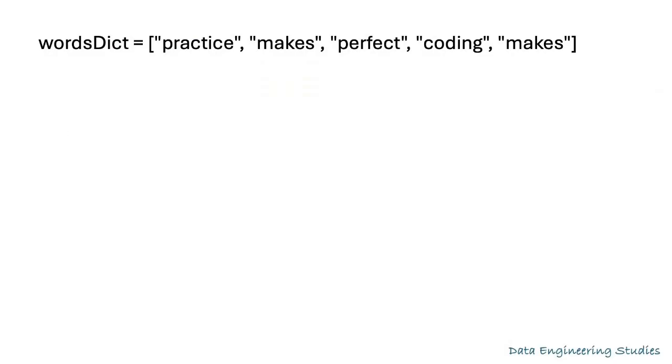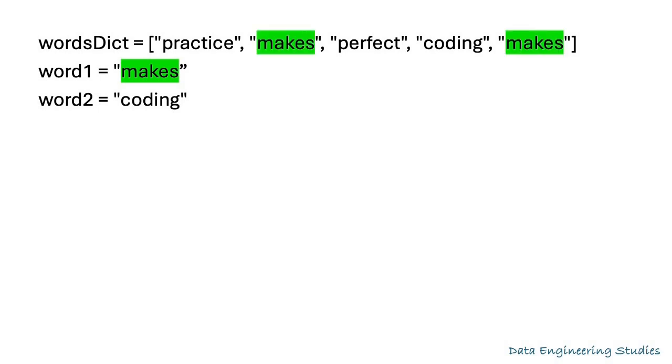Let's assume that our word list is practice, makes, perfect, coding and makes. And our two words are makes and coding. The word makes is in two places. That is index position 1 and index position 4. For storing the index position of word 1, we will declare a variable first word position. And we will store the positions of the word makes. So we are storing the positions 1 and 4 in the first word position variable.